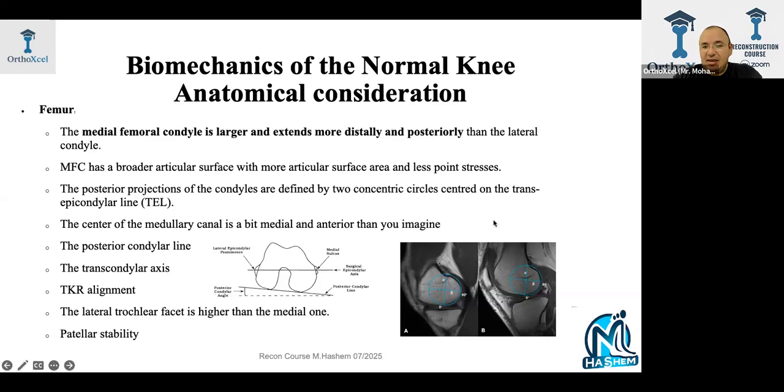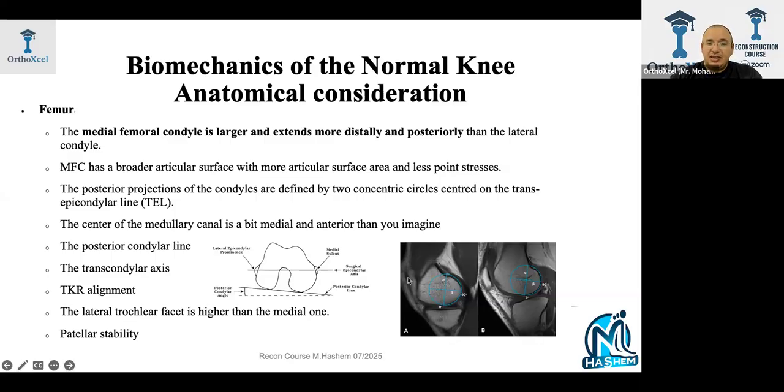As you can see here, if you look at this picture, if we draw a line centered on the transcondylar axis, you can see that this ring is bigger on the medial side in both planes, in this plane and in that plane. So actually, the medial femoral condyle is broader in 2 dimensions. So it is going more posterior and going more distal.